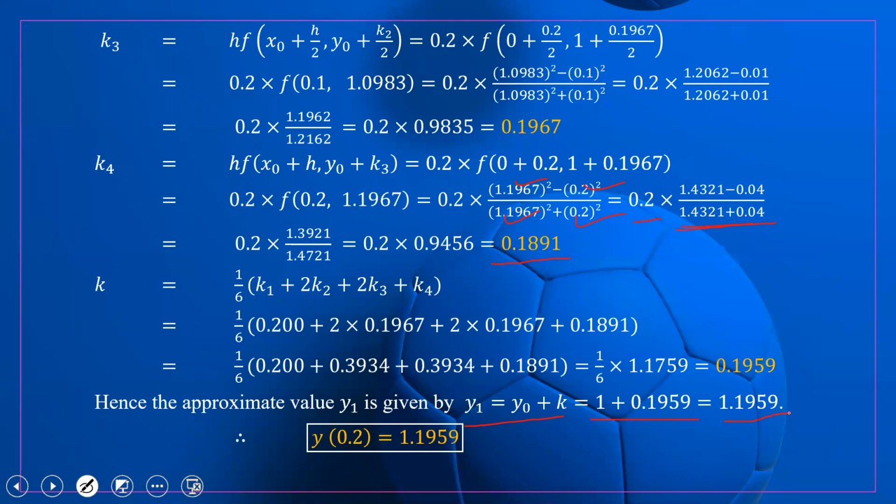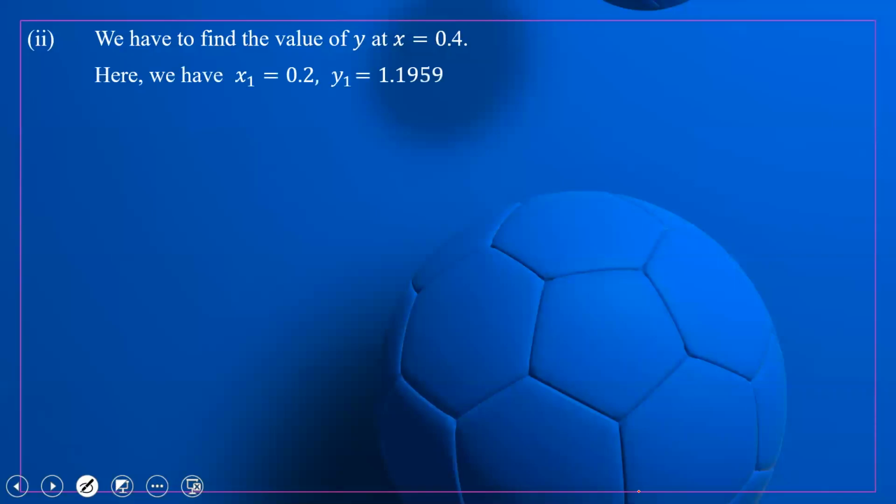Now the next question is, what? That was the first part of the question. The second part of the question is we have to calculate the value of y at x equal to 0.4. Okay, so let us come to the next step. We have to find the approximate value of y at x equal to 0.4. So here, instead of x0 we use x1. So x1 will be the initial value for this.